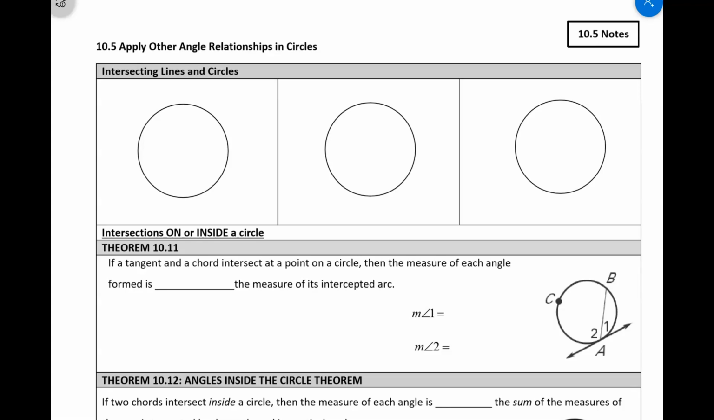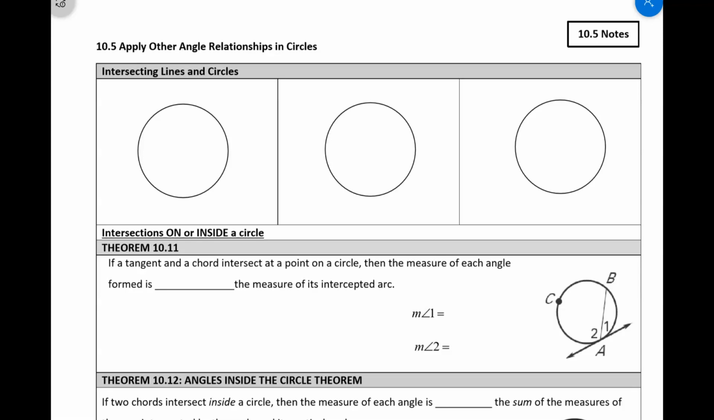In this video, we're going to look at 10.5, apply other angle relationships in circles. And it's all about intersecting lines and circles. So this whole set of notes is going to revolve around these first three pictures that we are going to draw and how lines can intersect and behave with the circle. So I'm going to start the notes with these three examples, and I will end the notes with these three examples.